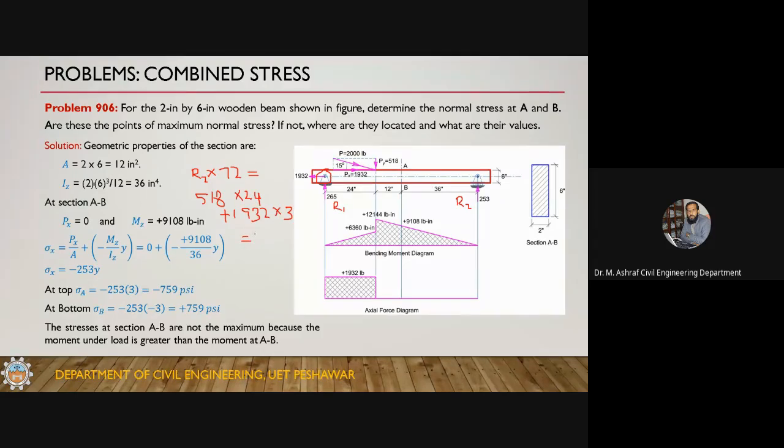Okay, so 1932. If you just solve this problem, what will it result in? It will result in 253. If you just solve this one, R2 will be equal to 253.